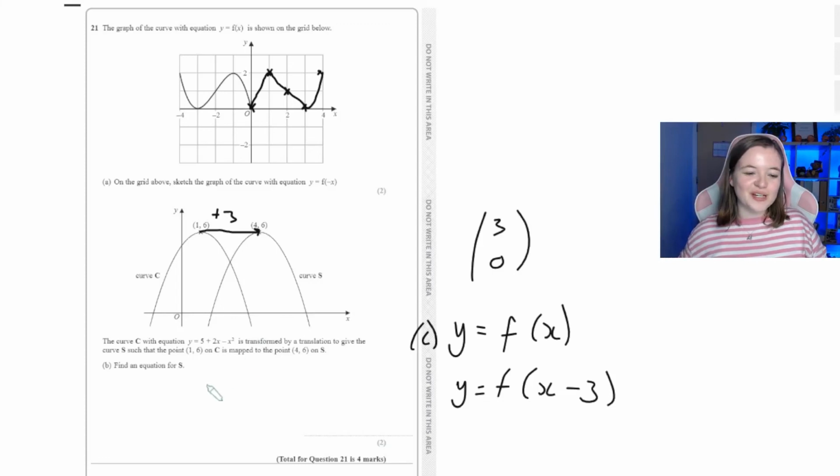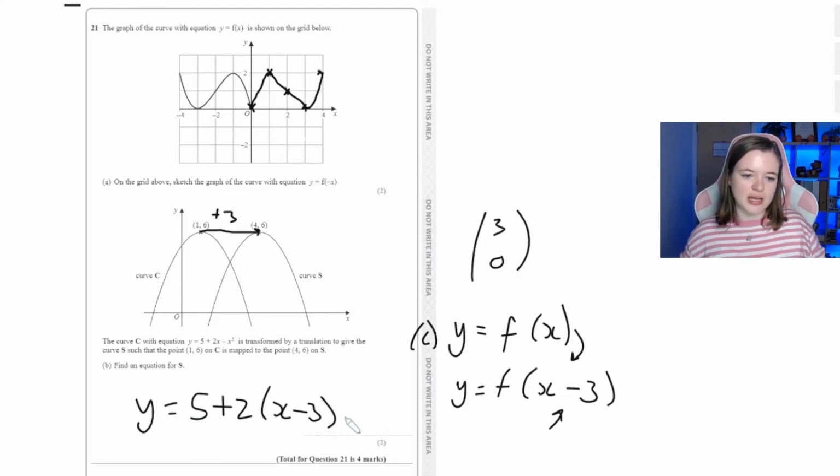So what I'm going to do from here is, we want an equation. So we want a y equals x squared kind of stuff. We know that x is being replaced by this x minus 3. That's what I've done in this little section here. I'm just going to replace it with x minus 3 in this equation. So y equals 5 plus 2 lots of x minus 3 minus x minus 3 squared.